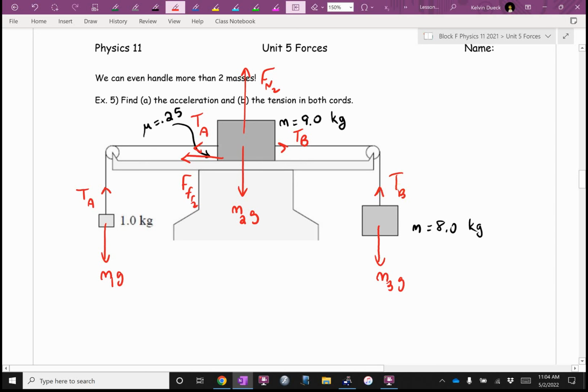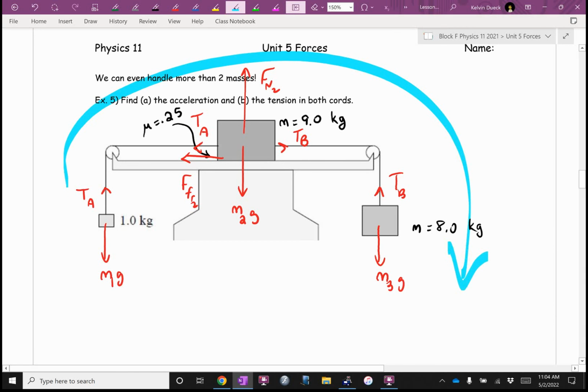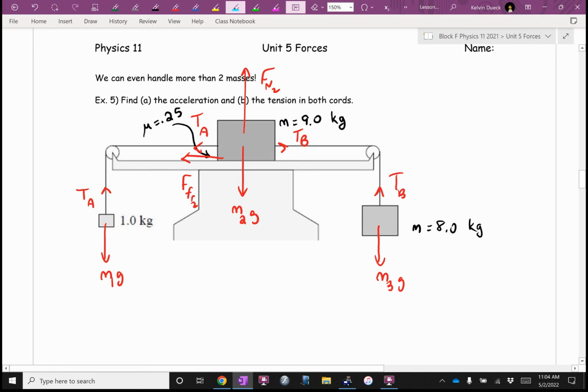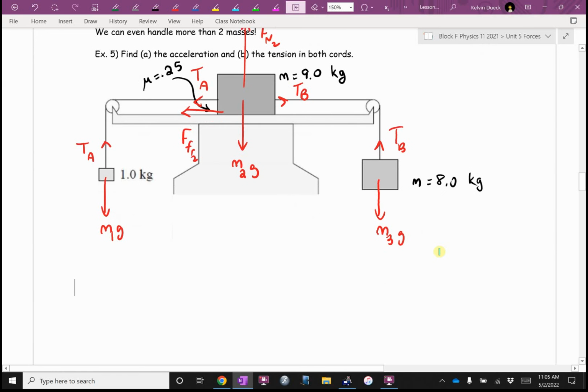Tension B. There you go. Okay, who's winning? I think M3G. I think this whole system is accelerating in that direction. So now I'm going to walk along the rope. It's going to be kind of a long path, but any force that once it gets to this side is pointing down, I'll call it winner plus. Any force that once it gets to this side is pointing up, I'll call it loser minus.